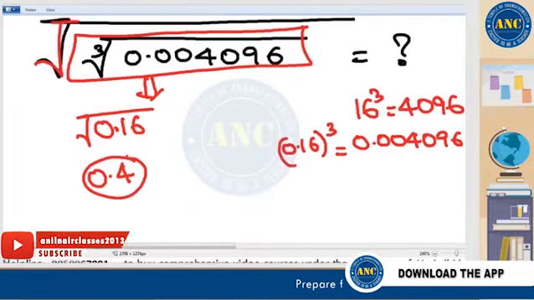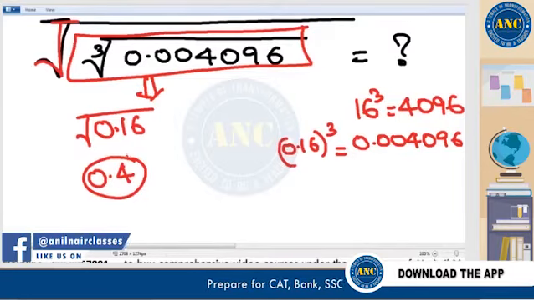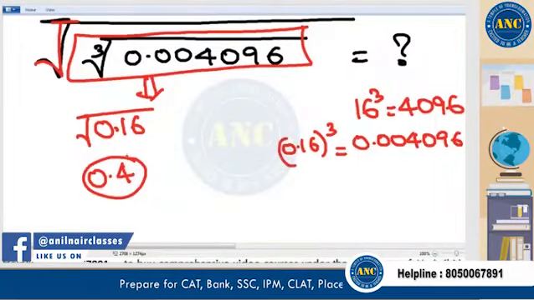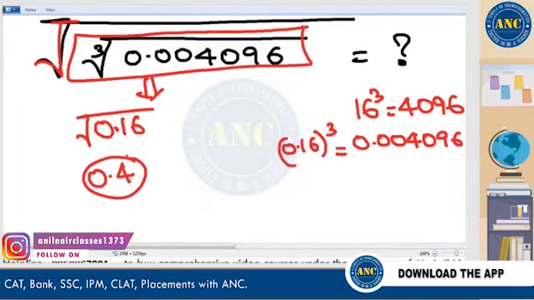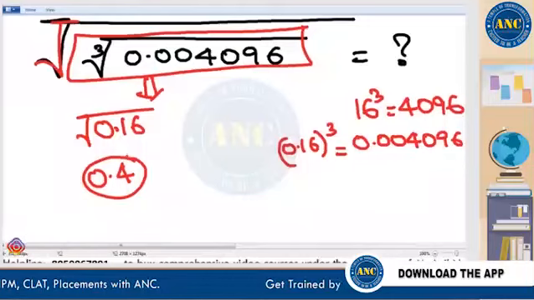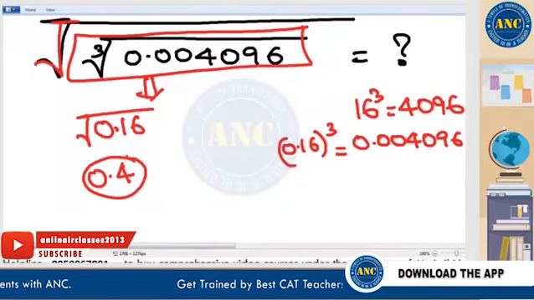I hope the idea is clear, sir. 16 cube is nothing but 4096. Sir, how is 16 cube 4096? All those things we have already discussed, how to find the square of a number and how to find the cube of a number, in our speed maths sessions.